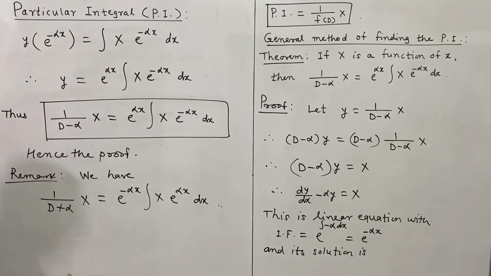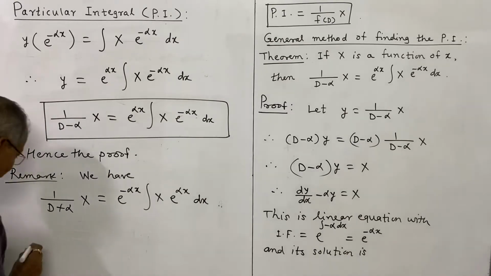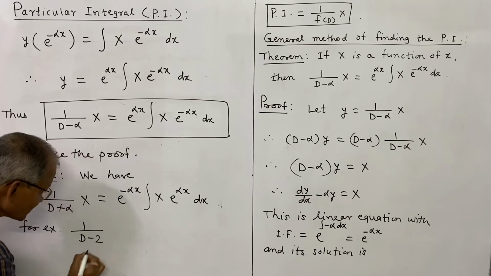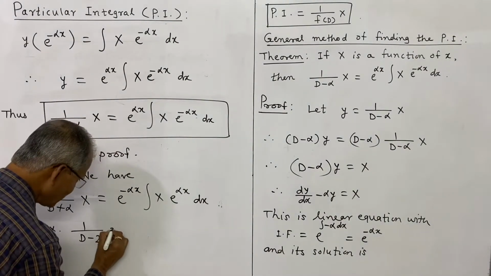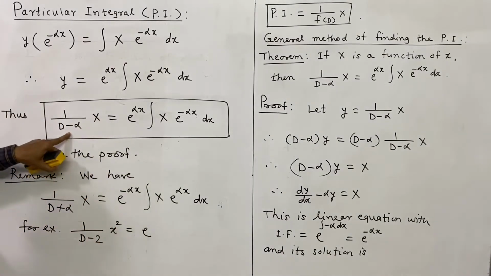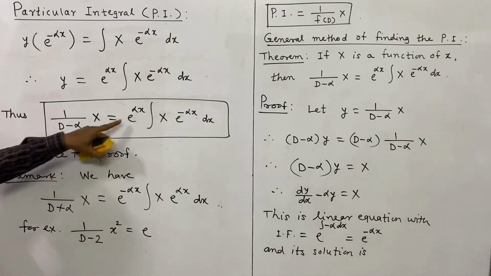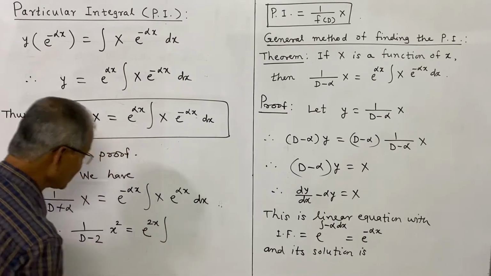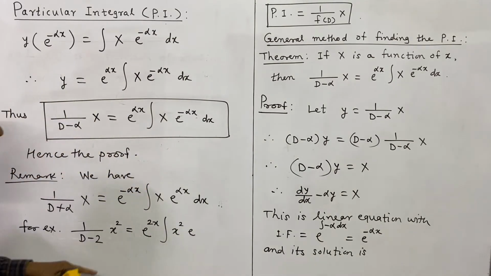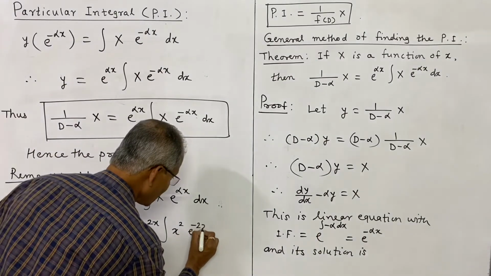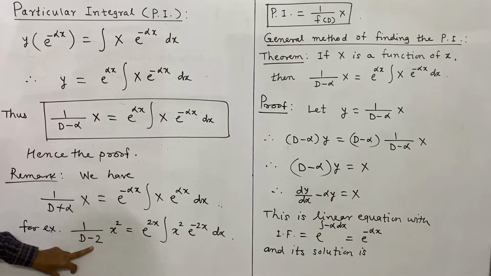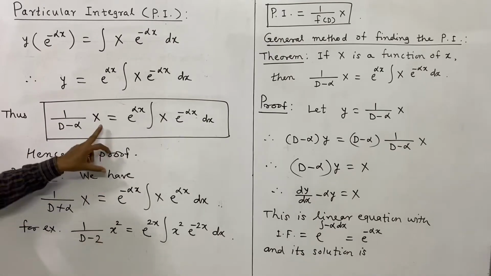So for example, how to use the result is simple. See, for example, we have 1 upon D minus 2 operated on, say, X, which is say x square. Then this will be equal to e power, now using this formula, alpha is 2, so e power 2x integration, what is X? X here is x square, so x square into e power minus alpha x, that is minus 2x dx. So in this way we can use this result. Here alpha is 2, and capital X is x square.